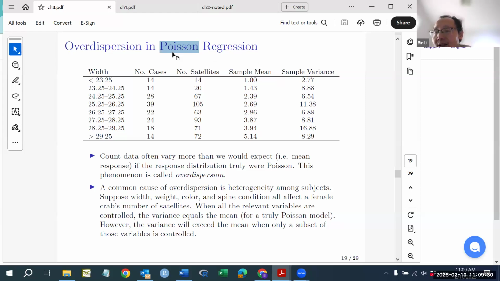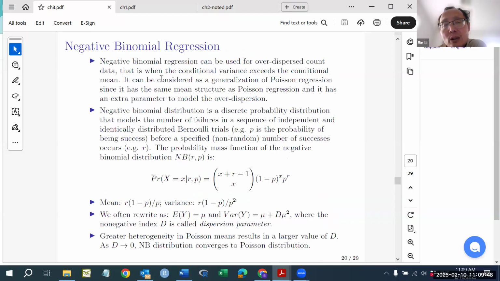And that limited the mean and the variance to be the same. Okay, is there a possible distribution that we can use that can relax this constraint between the mean and the variance? Can we? Yes, there is one that we commonly use. That's called a negative binomial. Okay, so negative binomial regression can be used to handle the over-dispersion problems.